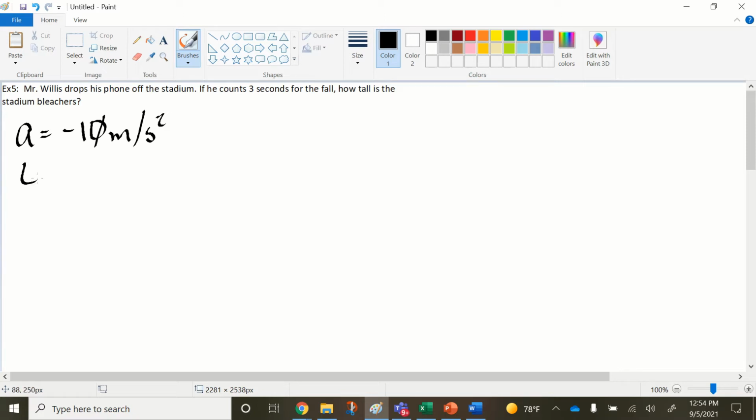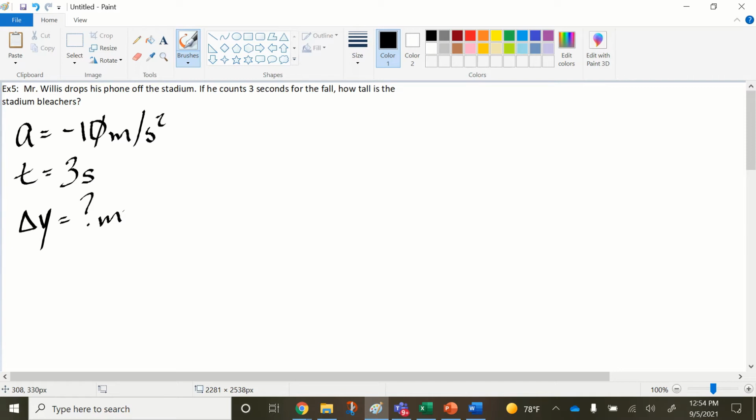Just like the last worksheet that we did together, we are going to start by making a list of things that we know from the problem. Mr. Willis drops his phone off the stadium bleachers outside. If I count 3 full seconds as this object is falling, that's my time. How tall, and this is still just our position, but it's our position on the y-axis, so we're going to set it up as delta y instead of delta x like we did in the last set of notes, but it doesn't change the equations we're using. How tall is that set of stadium bleachers?